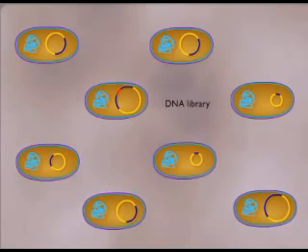The cells can now be plated out on an agar medium. The colony of cells containing the desired cloned gene can then be identified and isolated.